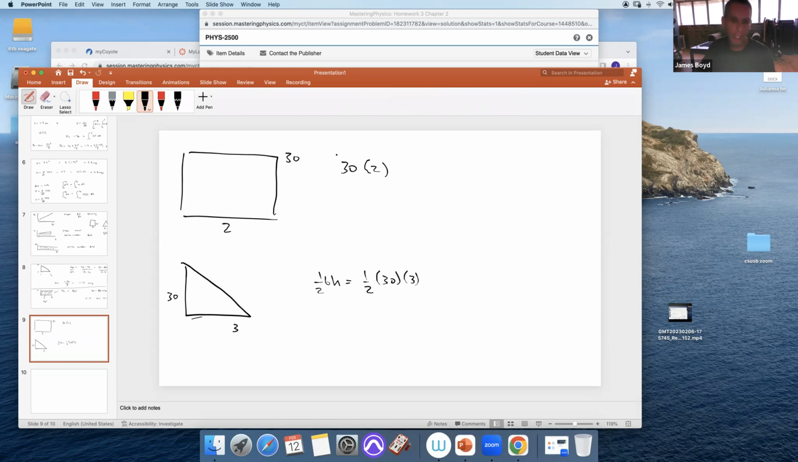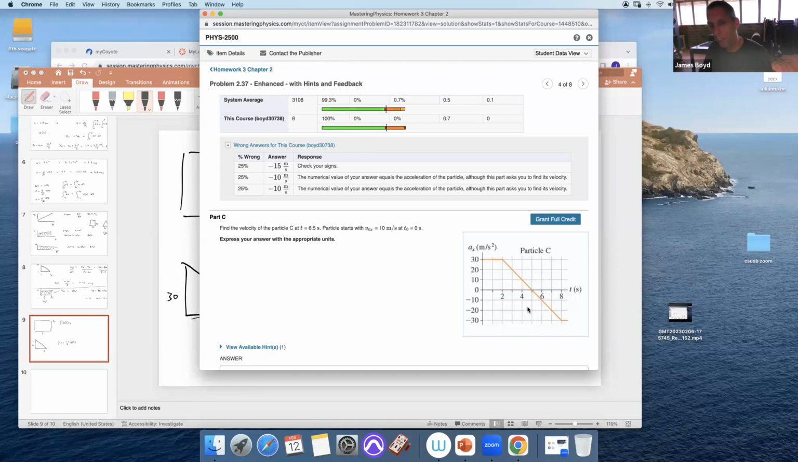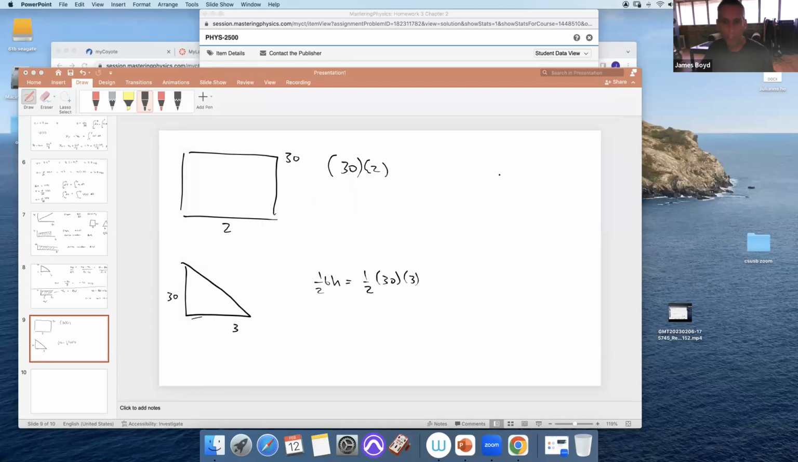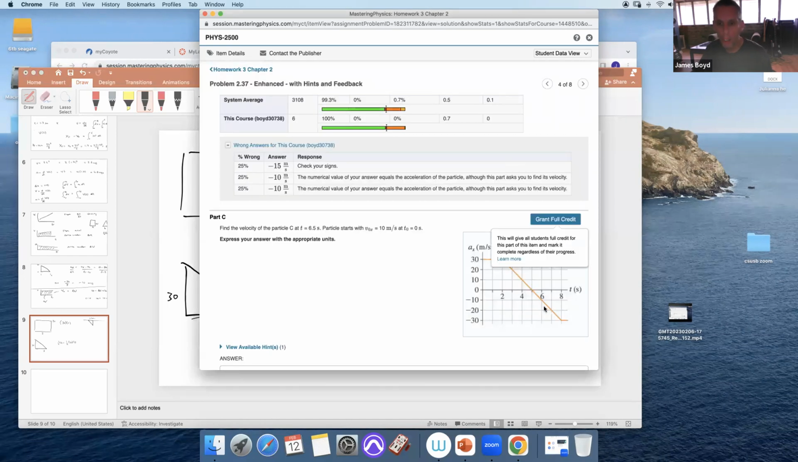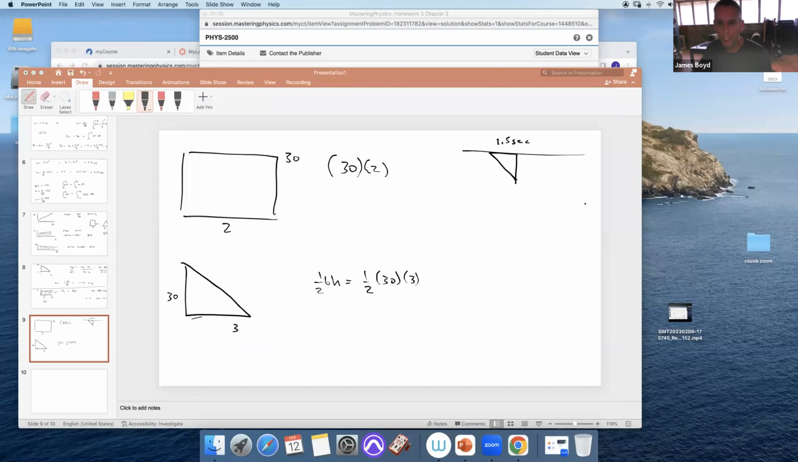And then finally, the last one, we have to be careful. We're going to go 5 to 6.5, but this is actually negative. So we're going to go 1.5 seconds. And we're going to go negative because we're below here. And if we look at 1.5, we're at negative 15. So by 1/2 base times height, this is 1/2 times 1.5 times negative 15.